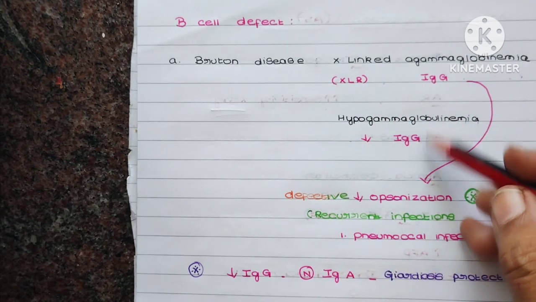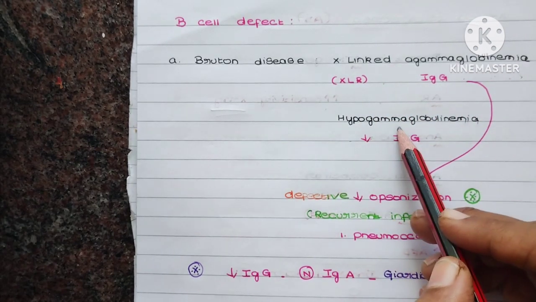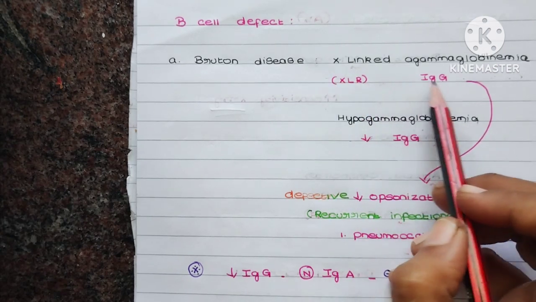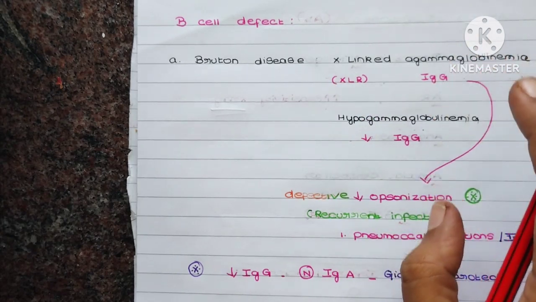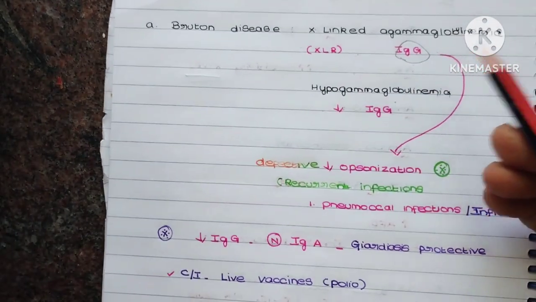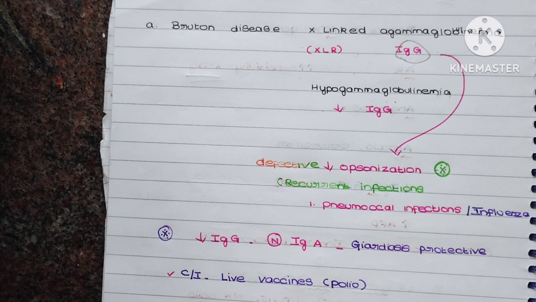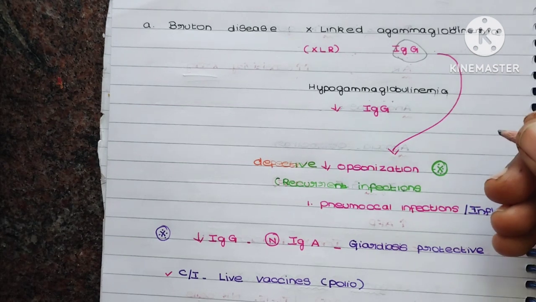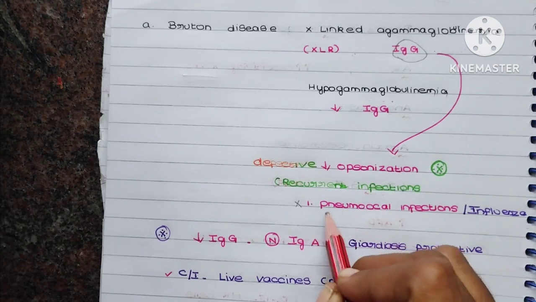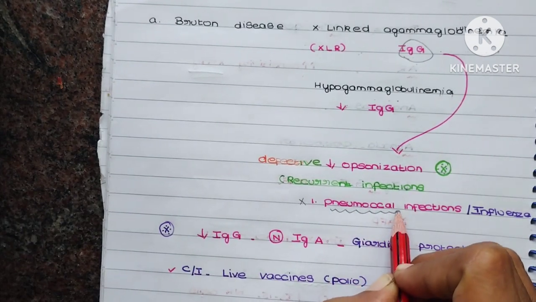So what happens here? Hypo means gamma globulin decreased, immunoglobulin G decreased, and agamma means absent immunoglobulin G. That's all. So this IgG antibody, as you know, is most commonly an opsonin, and it helps in the opsonization procedure. Because it is decreased or absent, it leads to increased infections, most commonly pneumococcal and influenza, and pneumococcal has been asked in the examination.